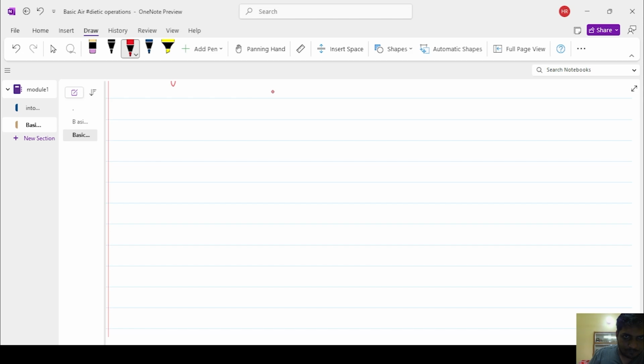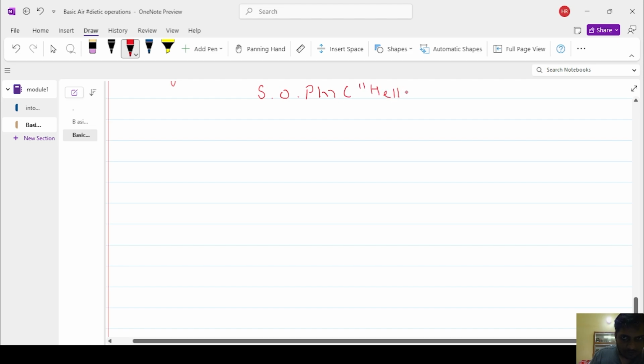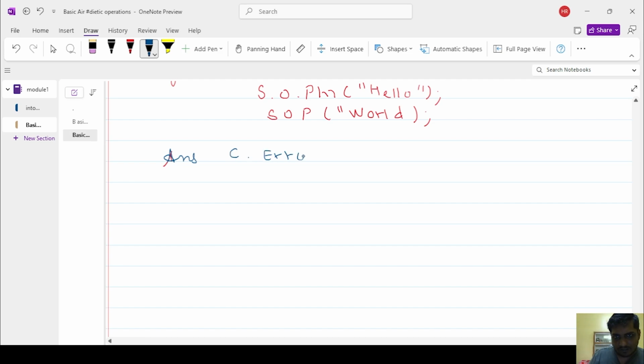So in quiz 8, the SOP ln is given where they write the hello. Okay, and SOP is given where they write the world, but not close it. So the answer is C, that is called error.